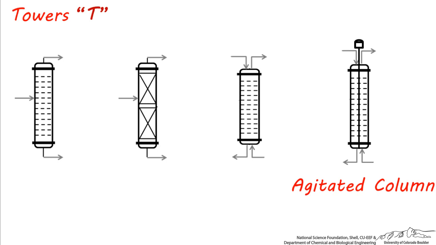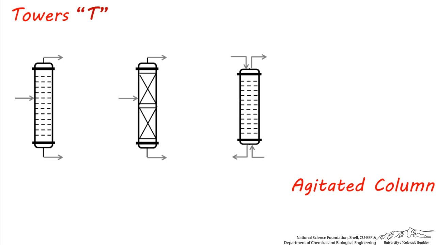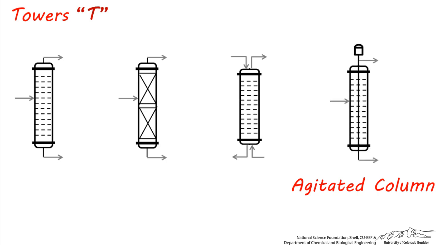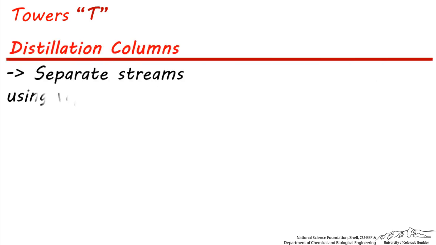Because of the type of separator this column represents, this symbol almost always should have two streams coming in and going out of the process unit, as shown here. But it sometimes is also represented like this, with one stream coming in from the side and two streams coming out.